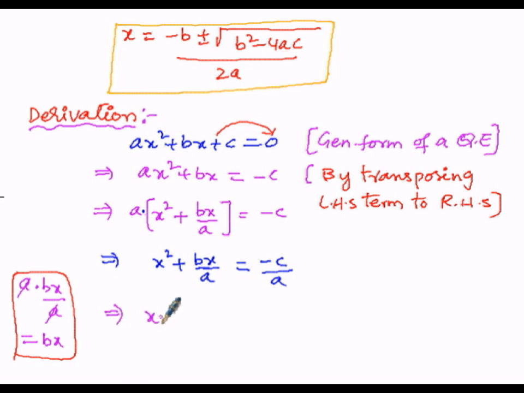x square plus, so bx by a is the second term. So I want to write bx by a as it is, but I want to multiply numerator as well as denominator by 2. So here I am going to multiply numerator by 2 and denominator by 2 of only the second term of the left hand side, that equals to minus c by a, left written as it is on the right hand side. I got this logical step.